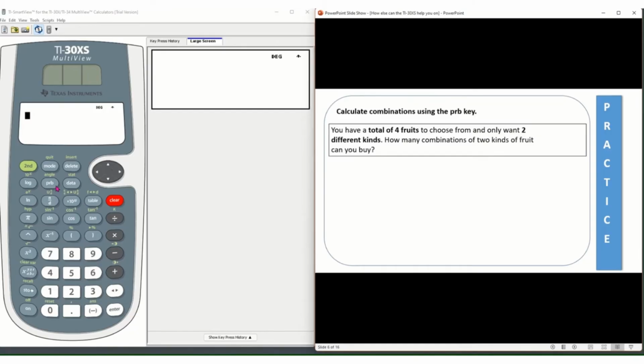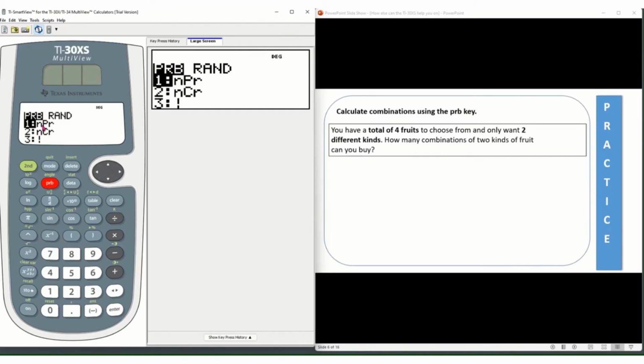So the first thing I need to do is insert the larger number. What is that group, that big group? So I'm going to press the 4 key, and then I'll come up here where it says PRB. I'm going to press that key, and you're going to notice a small menu that pops up. nPr and nCr. Number 2 is what we want for this example. That is our combinations. So I'm going to press the 2 key, or I can use my arrow keys to move down to the number 2 option. And then once I get back on my main screen, there are those variables I was talking about, n and the r. The 4 is for n, which is the larger group, and now we have to put in what the r stands for, which is how many combinations do we want out of this larger group.